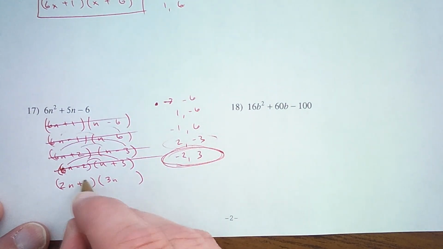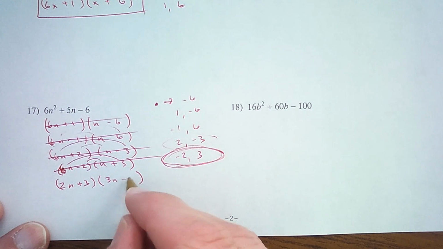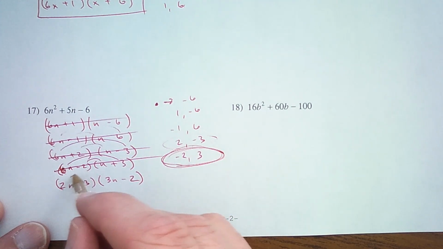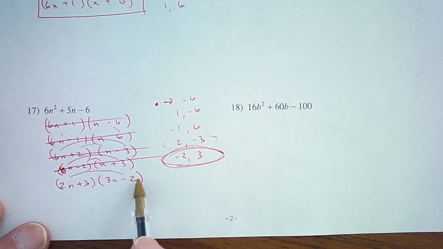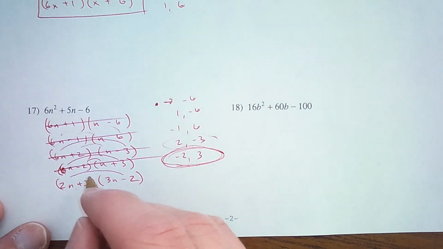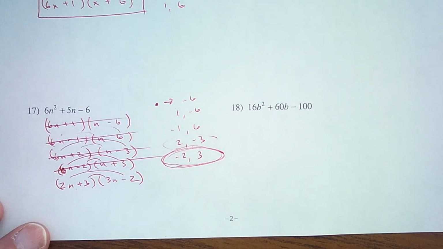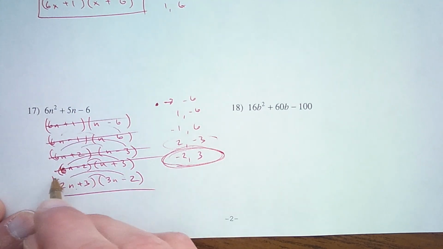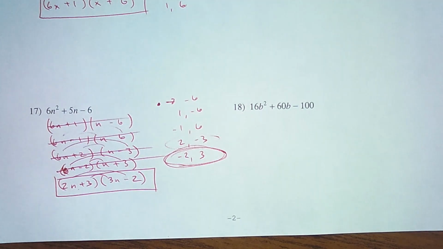Okay, so I can do plus 3 here and a minus 2 here, and I get 2n times negative 2, that's negative 4n, and 3 times 3 is positive 9. So there's 9n minus 4n, and that is 5n. This is my factored form. So that is how you factor trinomials by guess and check.